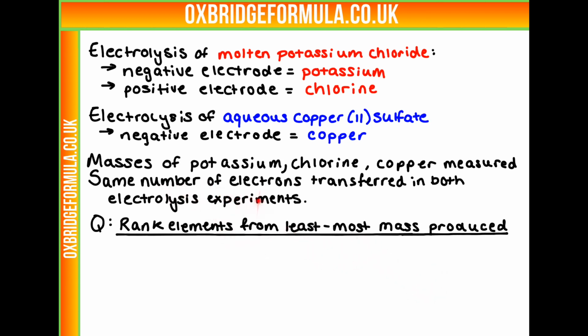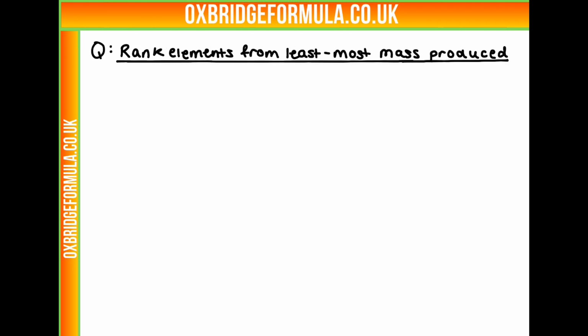We know that the number of electrons transferred in both of the experiments were the same. So if we use that to work out what the equations are for our production of each of our elements, we can link them together and then work out the mass. So let's work out what the equations are for the formation of each of our elements.